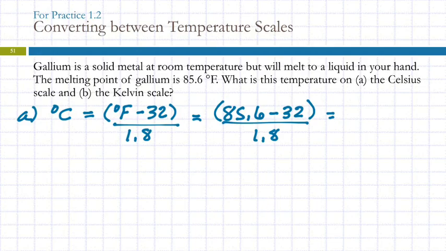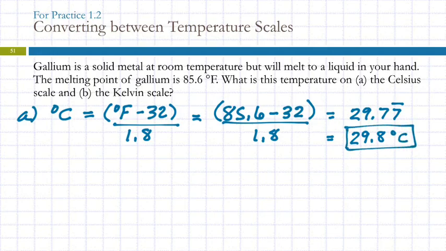And I'm going to round this to the same decimal place as the original value. We'll talk more about that later. My calculator is telling me 29.77 repeating. I'm going to round that to 29.8 degrees Celsius. Any questions?